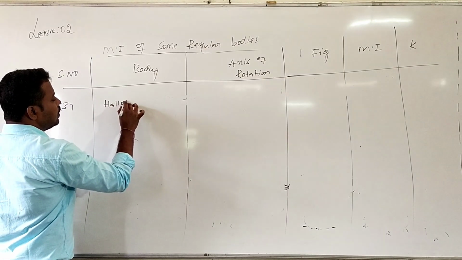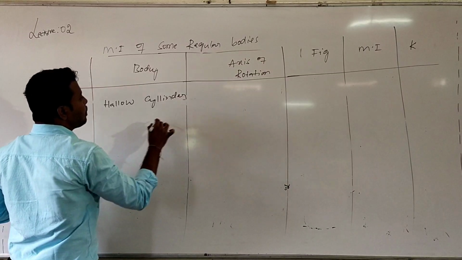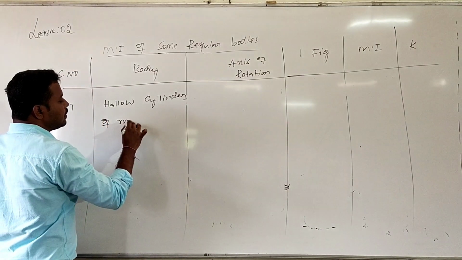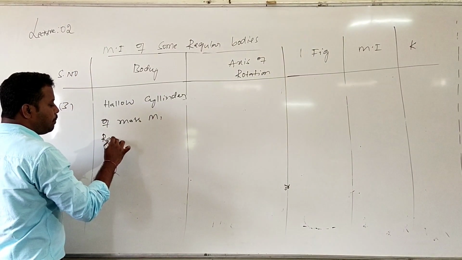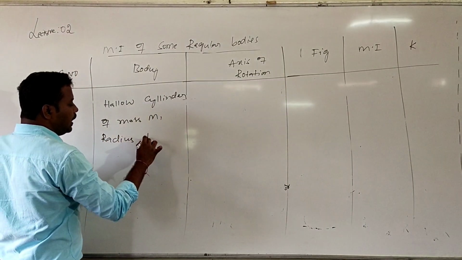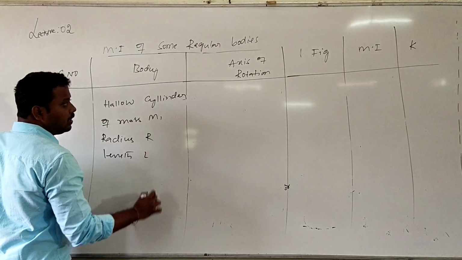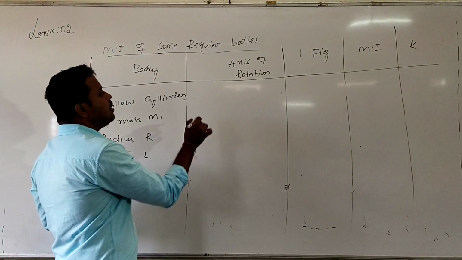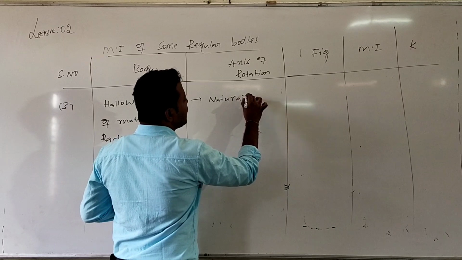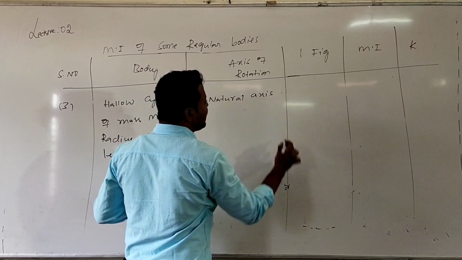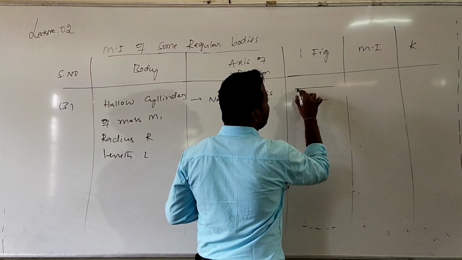Hollow cylinder of mass M, radius R, length L. About its natural axis. About which axis? Natural axis, or its axis of symmetry. About a natural axis means hollow cylinder.